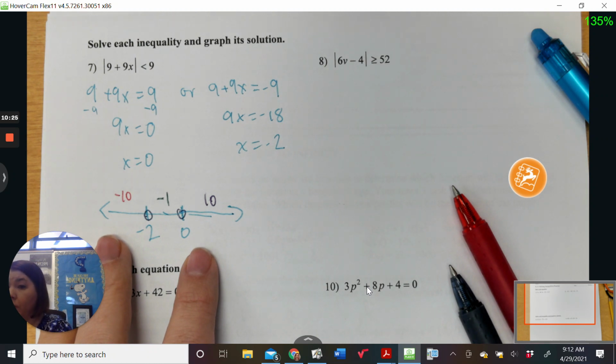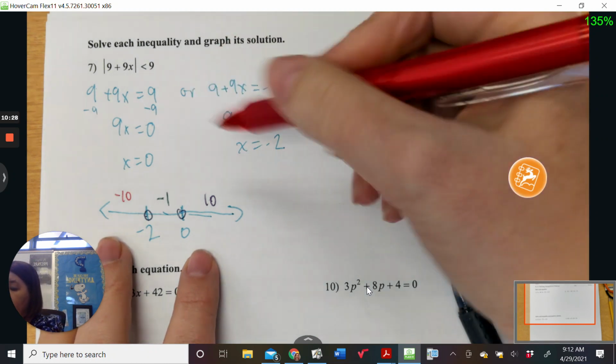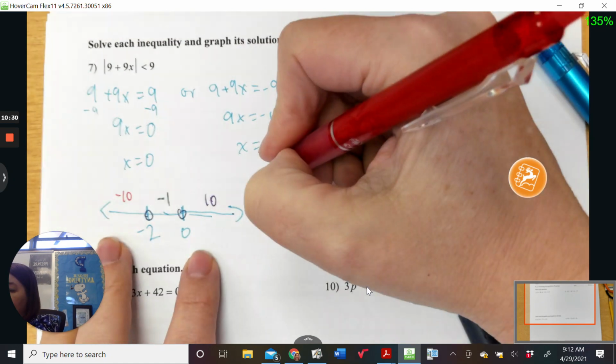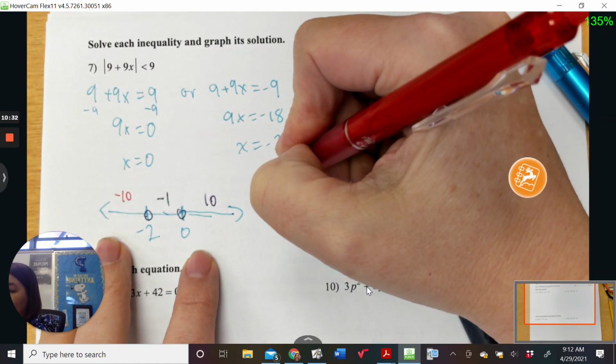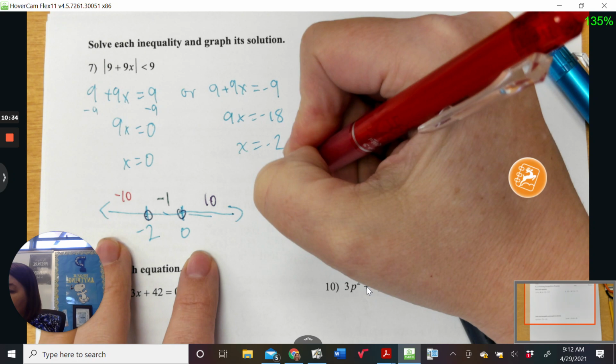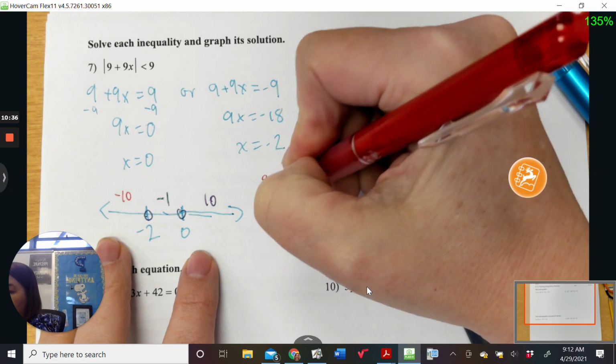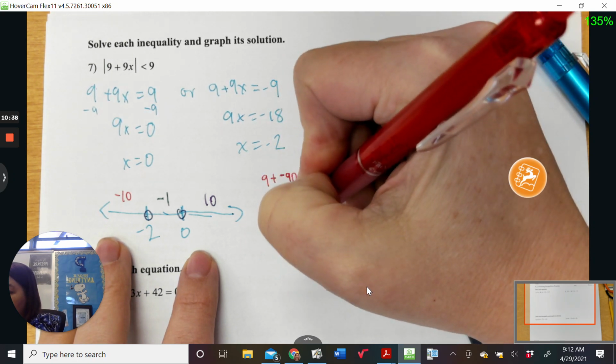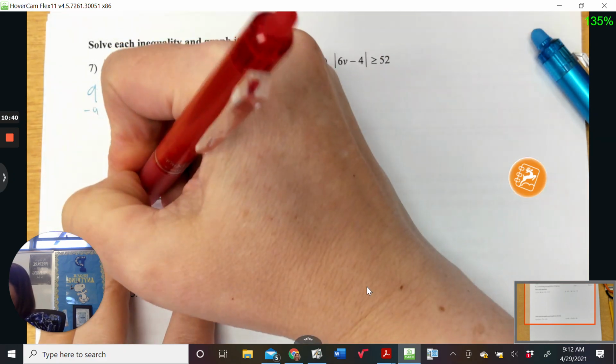Okay, so I'm checking -10. When I put -10 in, I get 9 plus -90, which is -81. The absolute value is 81. 81 is less than 9? No, so that's false.